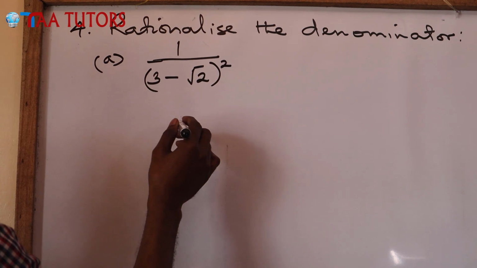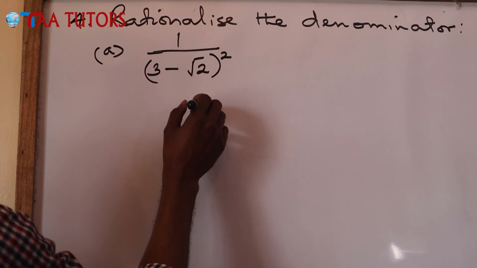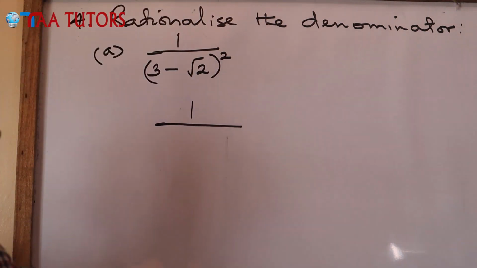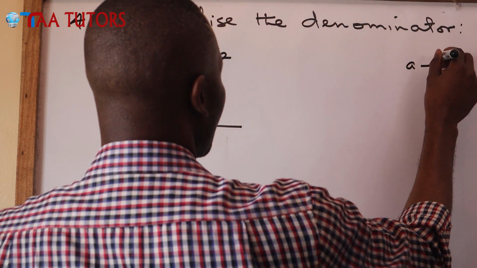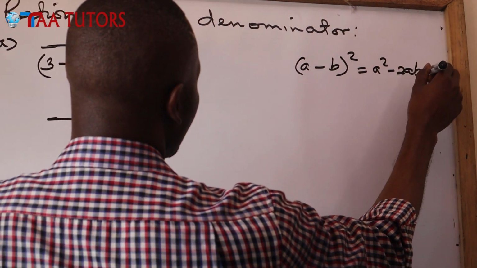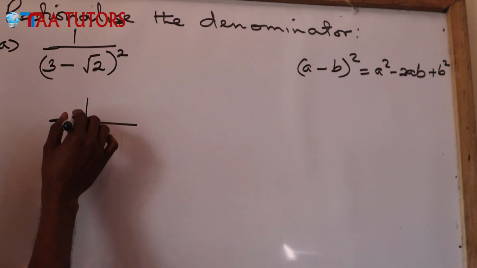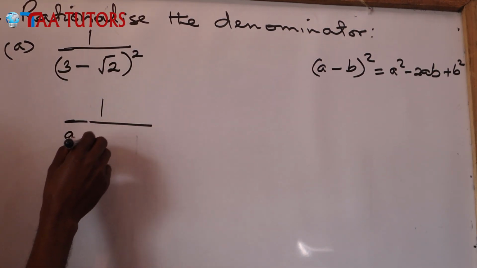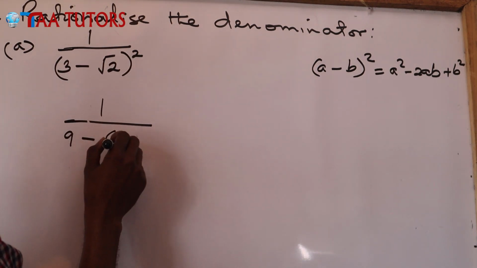So the first thing we are going to do here is to ensure that we have 1 divided by... I don't know whether we can use a quadratic identity so that we solve this problem very quickly. If I have to use quadratic identities, this will be the second quadratic identity, which is a minus b squared, which I said should be a squared minus 2ab plus b squared. So let's see. A is our 3, b is our surd 2. So let's go now. A squared is 3 squared, which is 9, minus 2ab. 2 times 3 is 6. 6 times surd 2 is 6 surd 2.